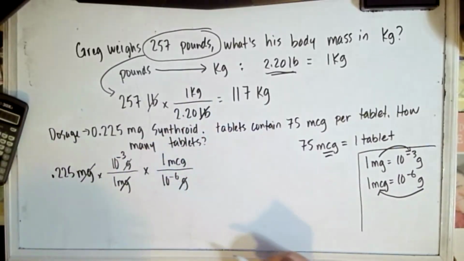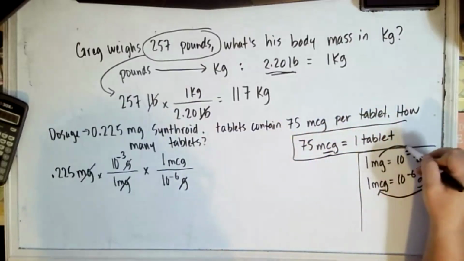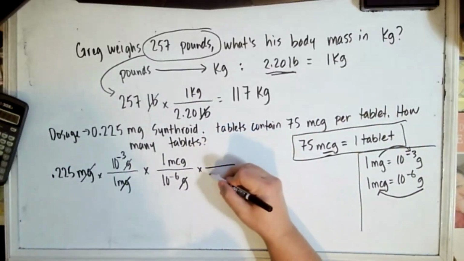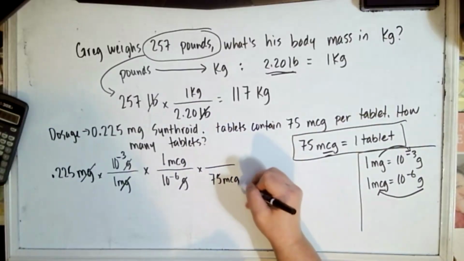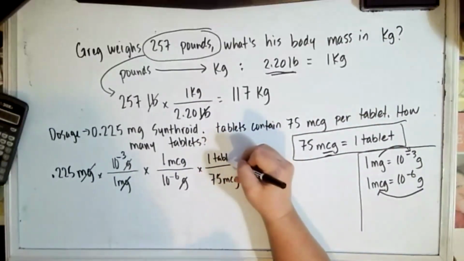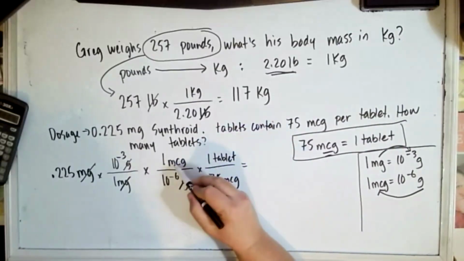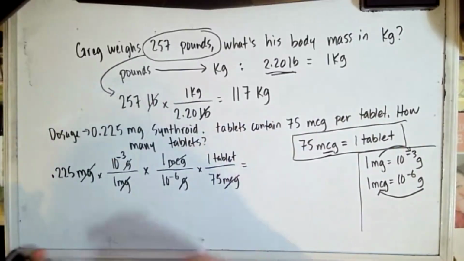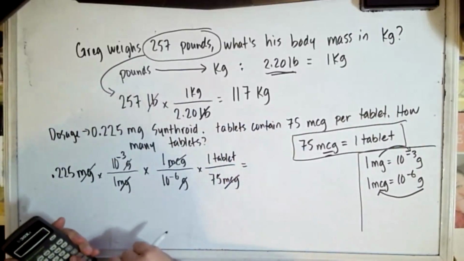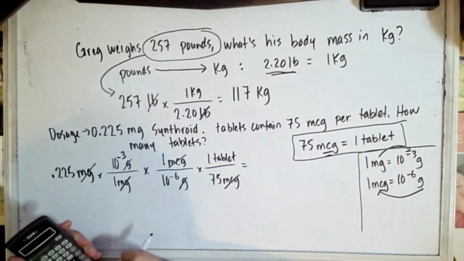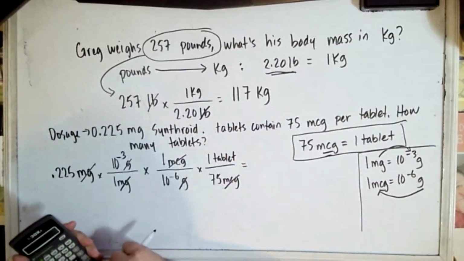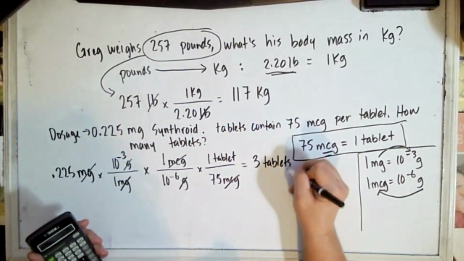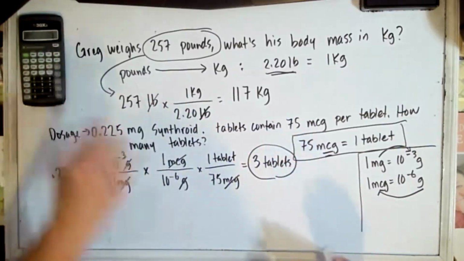And then in my last step, I can use my equality that includes my tablets. So there's going to be 75 micrograms in every 1 tablet of the medication. Now my microgram unit cancels out as well, and I'm just left with my tablets. And he'll need to take 3 tablets every day for his thyroid.